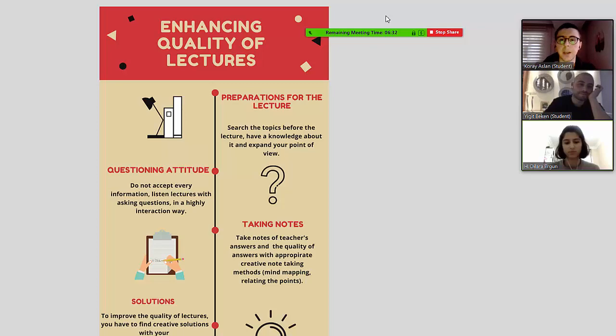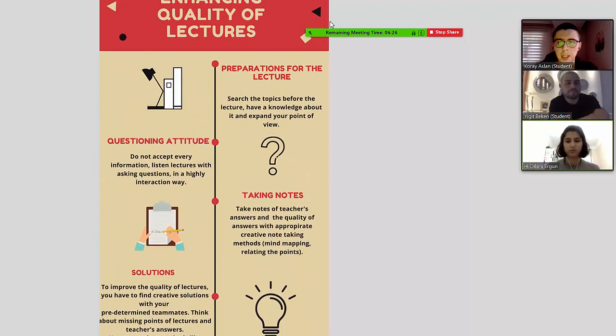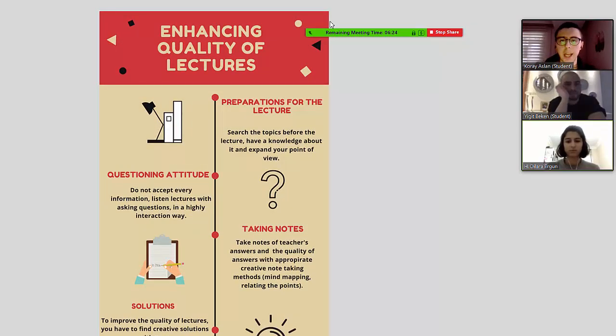an infographic. First of all, we have 6 steps in our solution. Let me quickly explain all of the steps. First of all, we have preparation for the lecture. It means that students research the topics before the lecture and have knowledge about the lecture. And in this way, they expand their point of view.